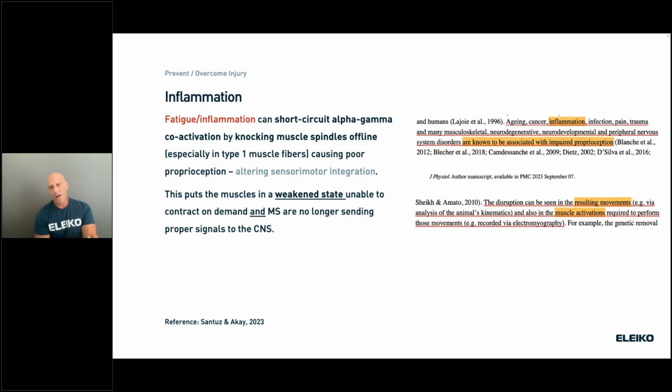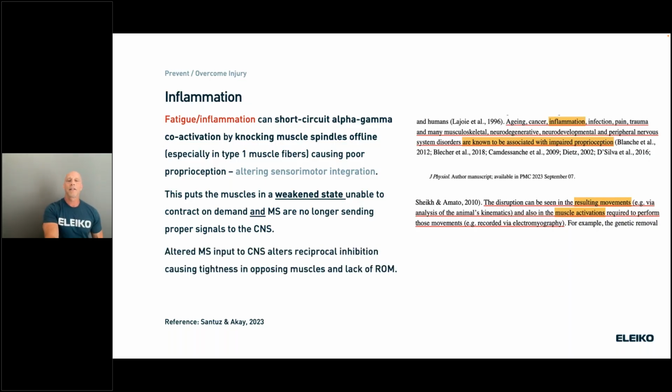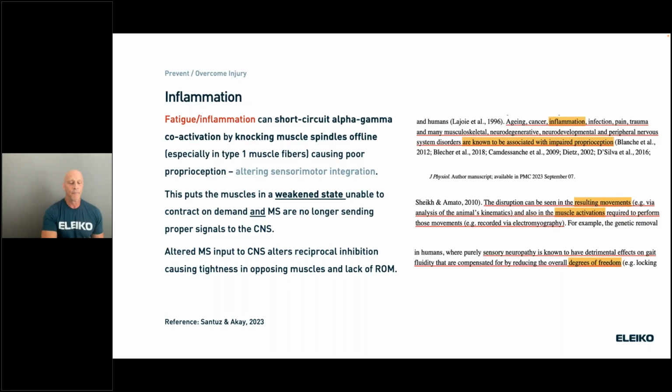this disruption that we talked about, the whole inflammation and the lack of proprioception, can be seen in the movements and the muscle activation that's not being effectively produced to create the proper outcome of things turning on and turning off. Things aren't turning on and turning off, so what's happening is everything's starting to lock down. And that's where we get the altered muscle spindle input, which alters reciprocal inhibition, causing tightness in opposing muscles, and that's what it's referring to here with the lack of degrees of freedom. It means we no longer can move the way that we're supposed to move.